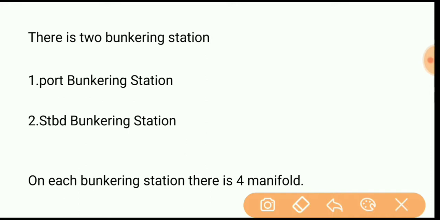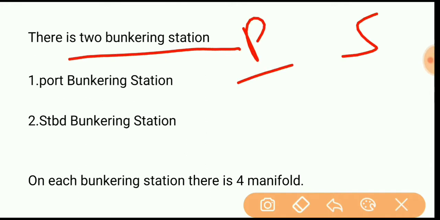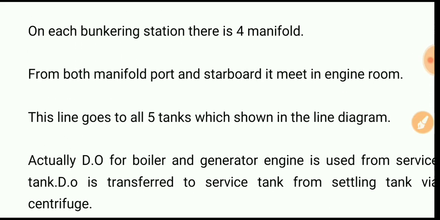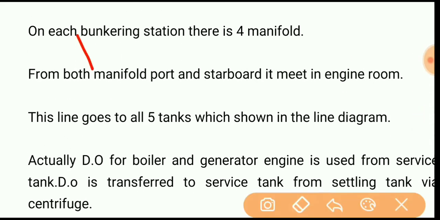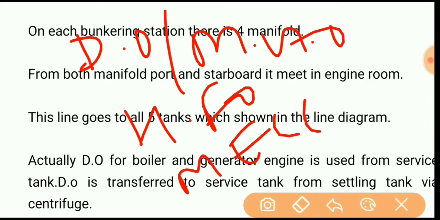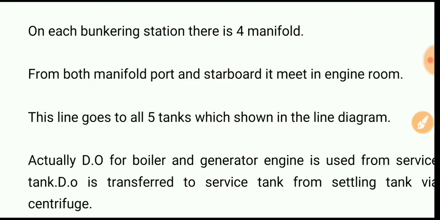There are two bunker stations on deck, port and starboard, and on each bunker station there are four manifolds. What are all the manifolds? First for DO, second for HFO, third for MECC, fourth for AECC. Okay, these are the four manifolds.